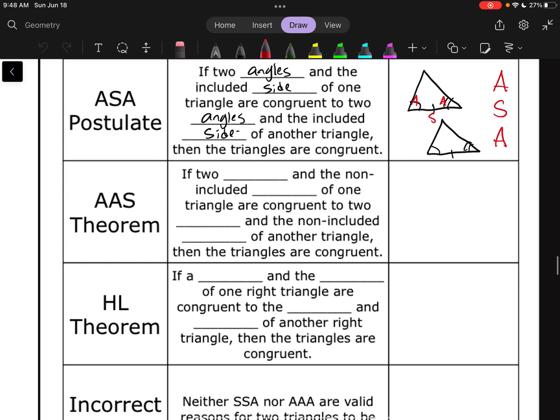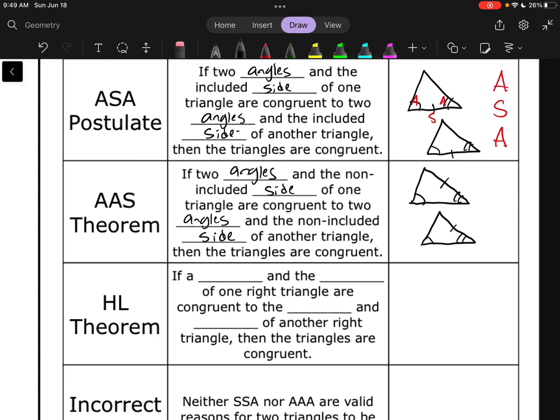Our next one is very similar to that last one. It says if 2 angles and the non-included side are congruent to 2 angles and the non-included side, then the triangles are congruent. And you might have noticed that this one's actually a theorem, not a postulate. That's because Euclid did actually prove this as an extension of the ASA postulate.